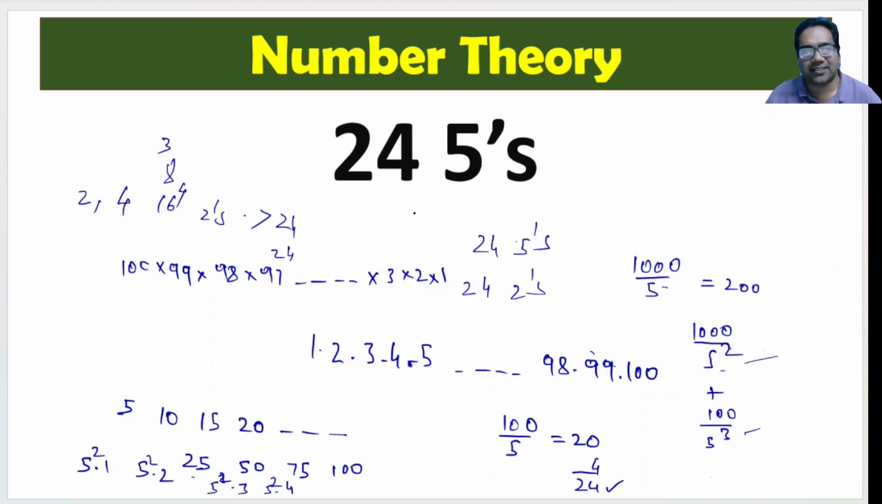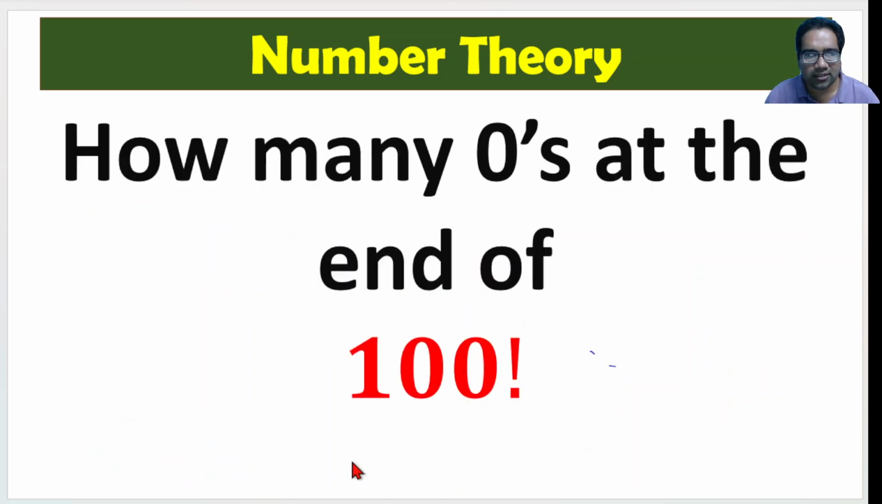Right, guys? It's such a simple problem. We just need to calculate how many fives and twos are there in this 100 factorial. 100 factorial is 1 to 100 multiplication, and 5s will come 24 times. 2s will come more than that, doesn't matter. Still, the total is 24.